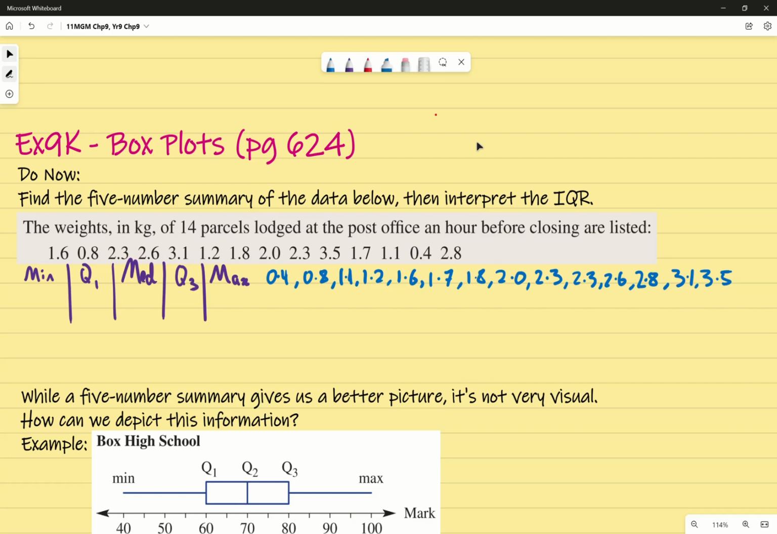Easy. Minimum, maximum seem easiest to me, so I'm going to write down 0.4 being my minimum value and my maximum being 3.5. Awesome. So we've already labeled 2 of our 5. Let's find the next easiest one.